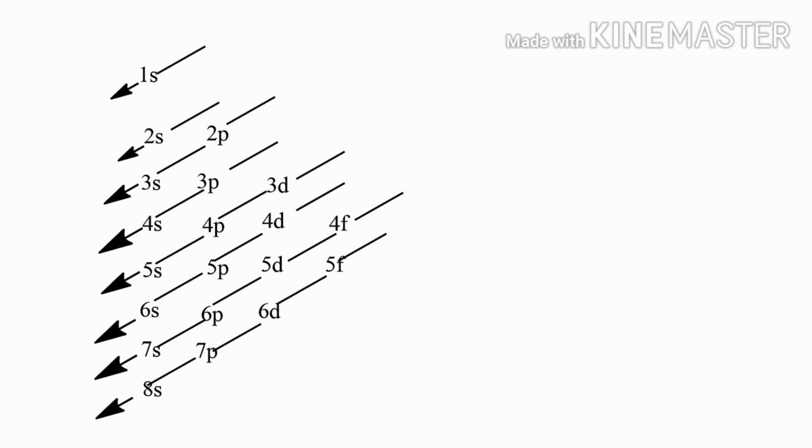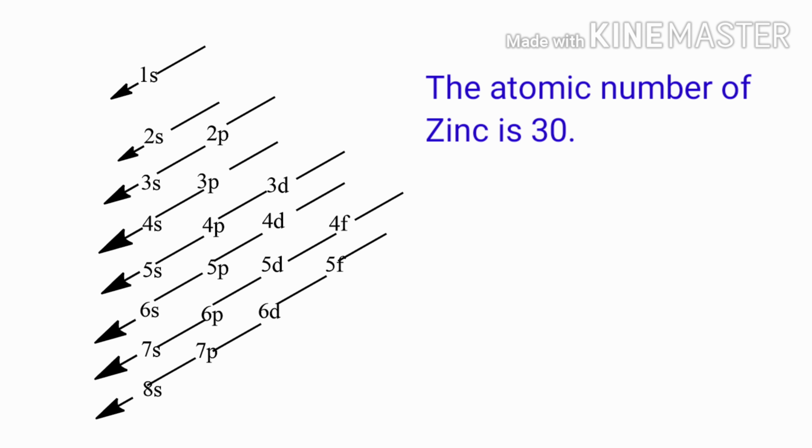This is the Aufbau diagram that helps to know the order in which electrons fill the orbitals within an atomic structure. The atomic number of zinc is 30. When we write the configuration, we will put all 30 electrons in orbitals around the nucleus of the zinc atom.